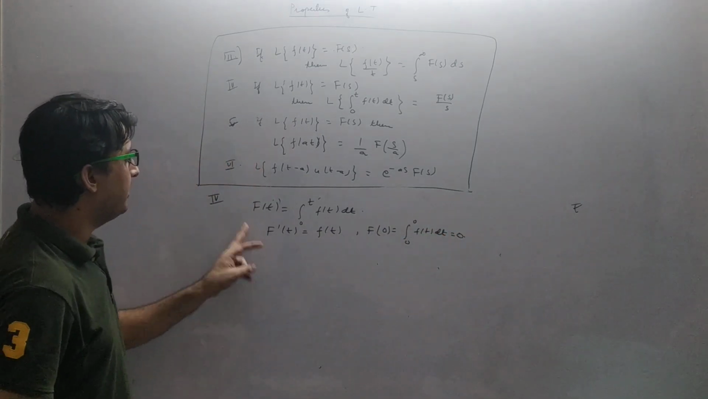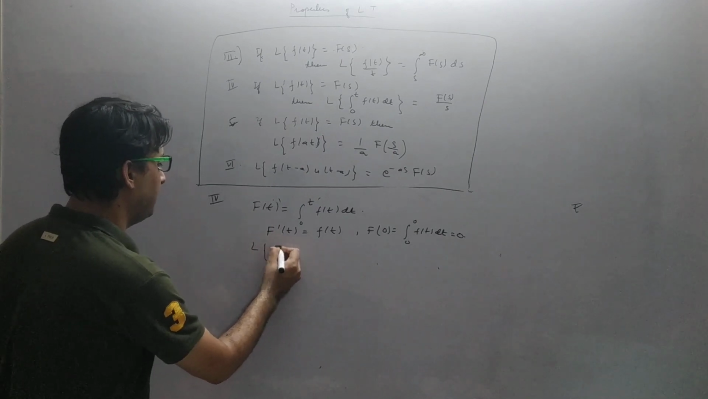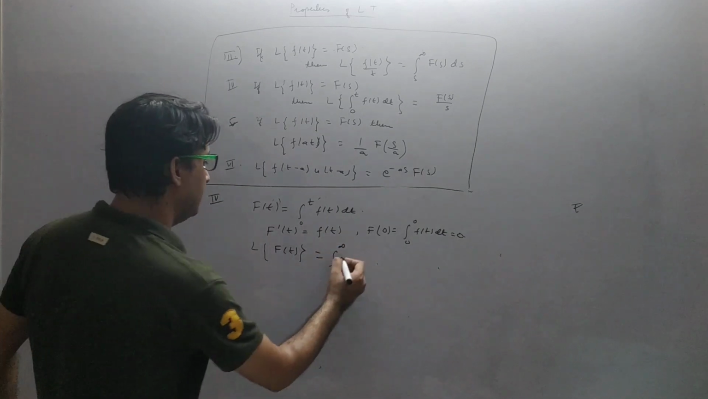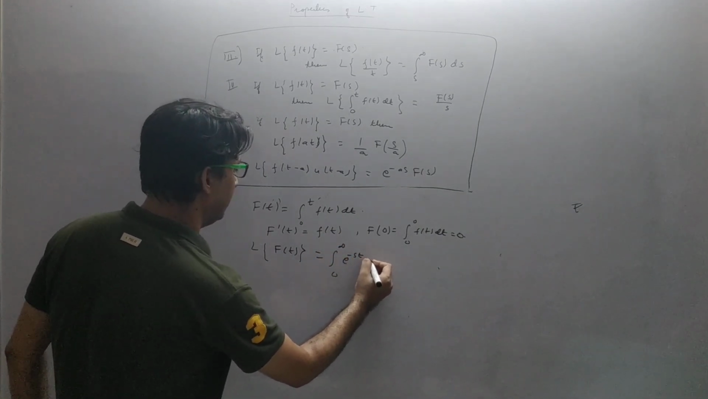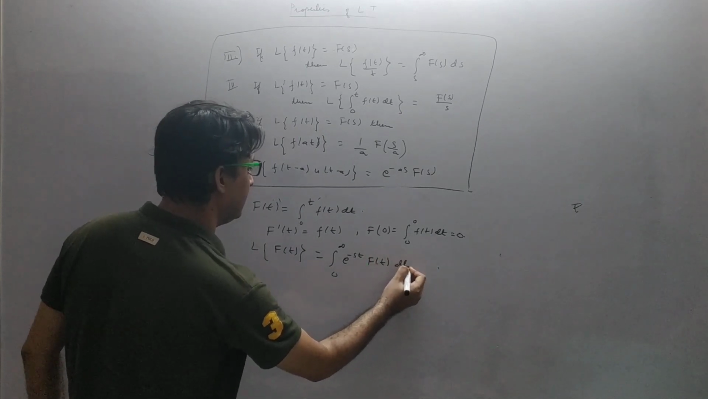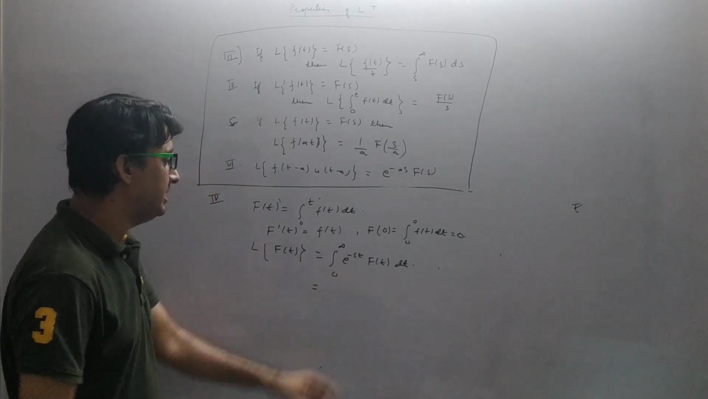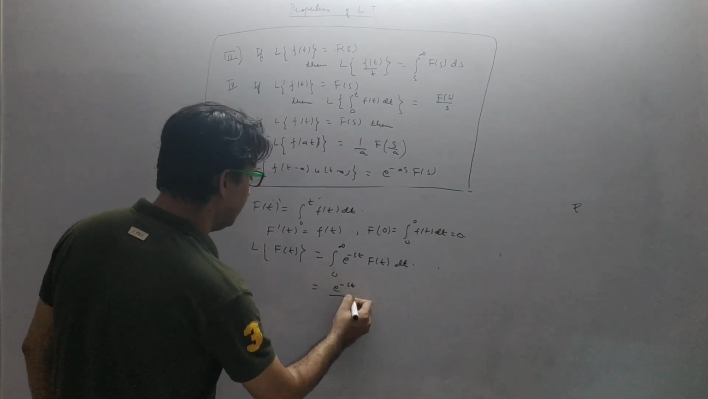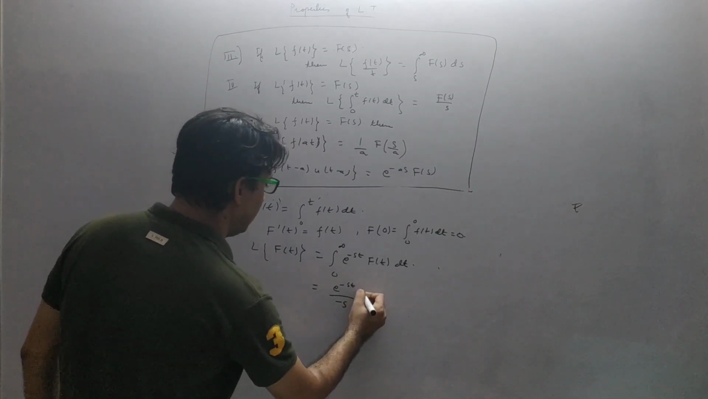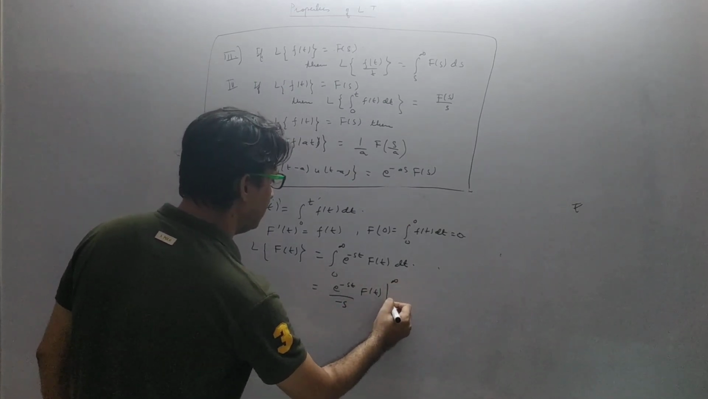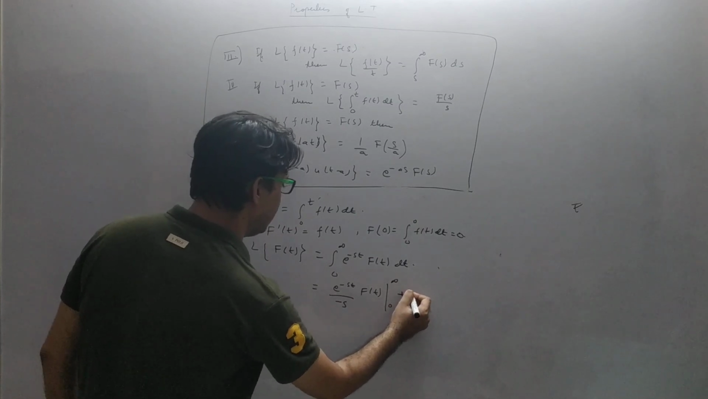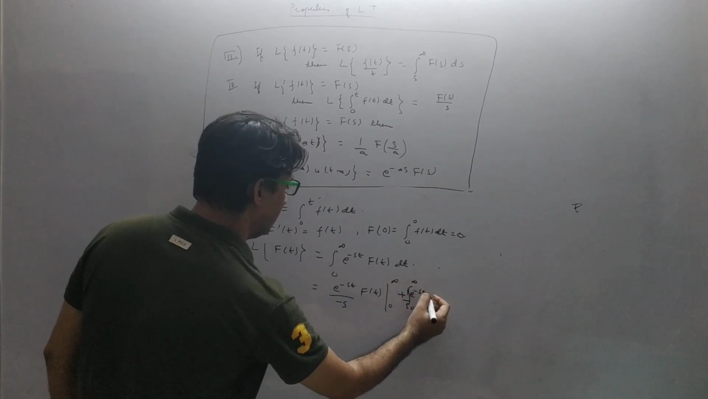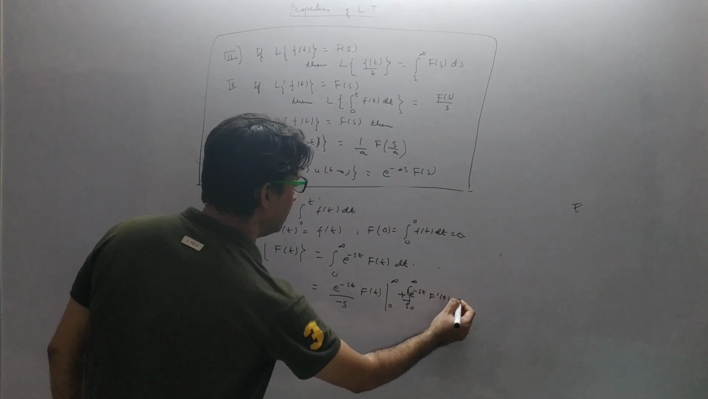Now, we are going to apply the Laplace transform of F(t). That becomes the integral from 0 to infinity of e to the power minus st F(t) dt. So we are now going to use integration by parts. That is going to be e to the power minus st divided by minus s, times F(t), evaluated from infinity to 0, minus, which becomes plus, e to the power minus st divided by s, the integral again from 0 to infinity of F'(t) dt.